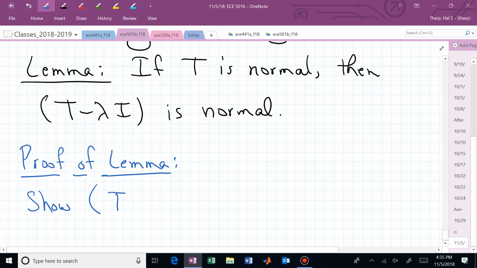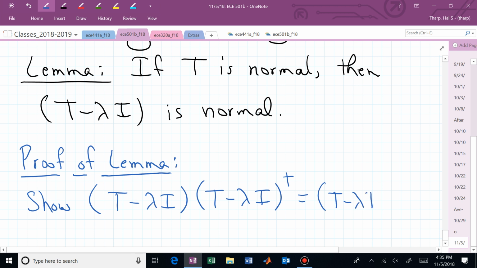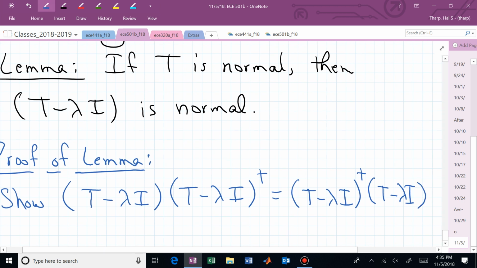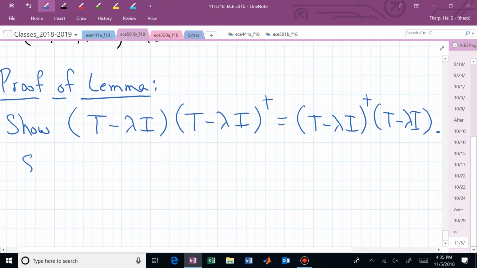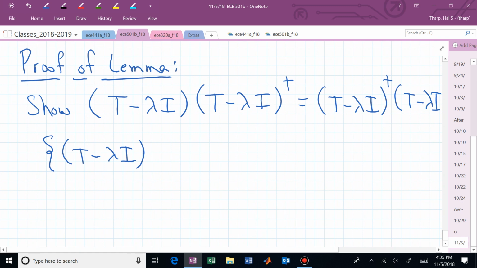So we're now trying to show that T minus lambda I operating on T minus lambda I adjoint is the same as T minus lambda I adjoint operating on T minus lambda I. And the wording of that is really that T minus lambda I, if you just wanted to state this, you might say, yeah, T minus lambda I commutes with its adjoint.